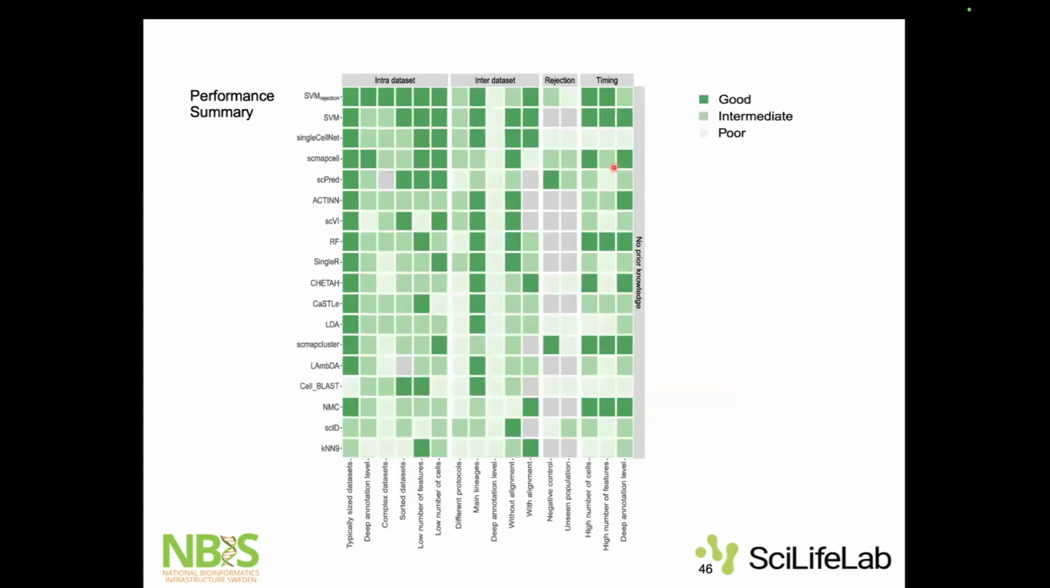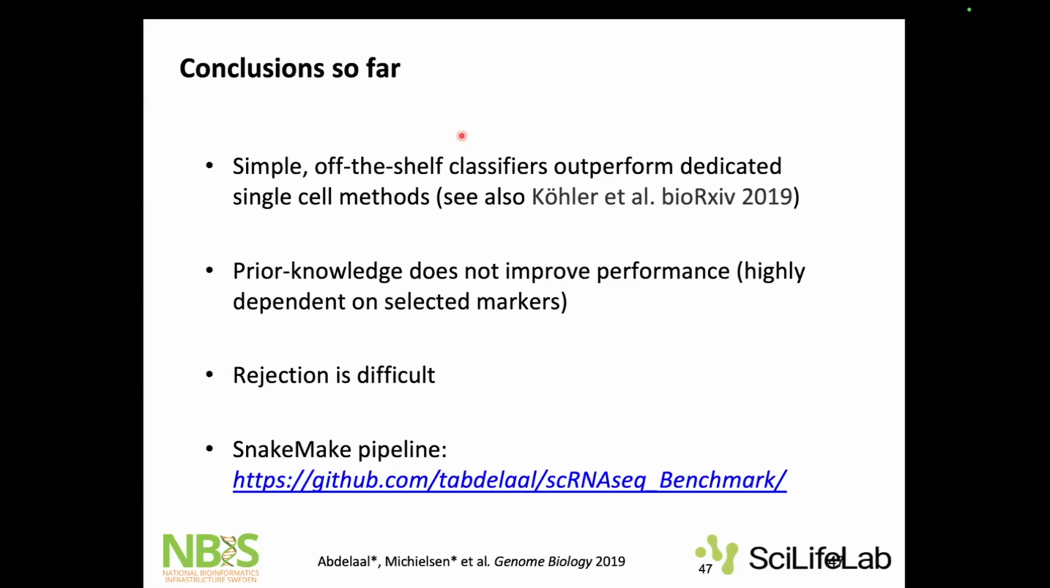And then they put everything together, and at the end they also mentioned that some of these were off-the-shelf classifiers, which generally haven't seen any single cell data. Sometimes they perform better, so you don't need something very complicated to do that. So the conclusions so far are that simple off-the-shelf classifiers outperformed dedicated single-cell methods, and prior knowledge and markers are not useful sometimes. They don't improve the performance, and rejection is also difficult.